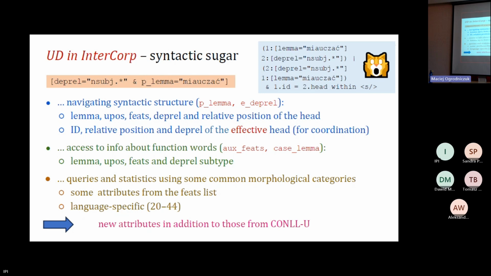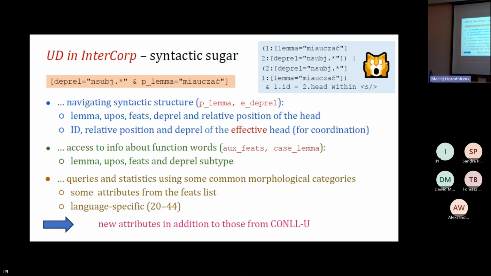Yeah. We also added something about function words. So this was information about the parents, but this is information about the daughters. But it's only about function words, auxiliaries, prepositions, and a few others, copula. And so this is the information about these auxiliaries, if there are any, that we add to the tokens.